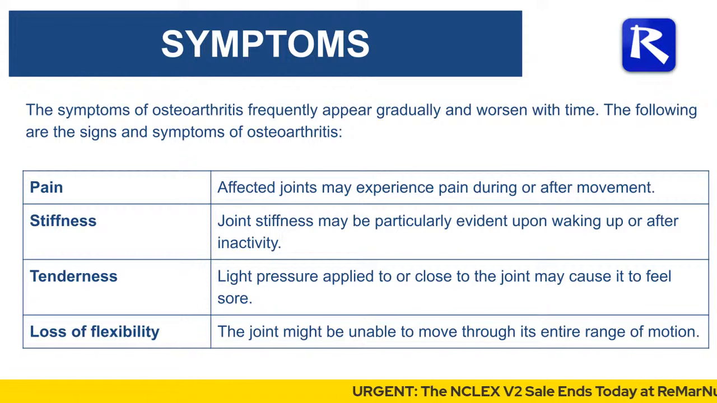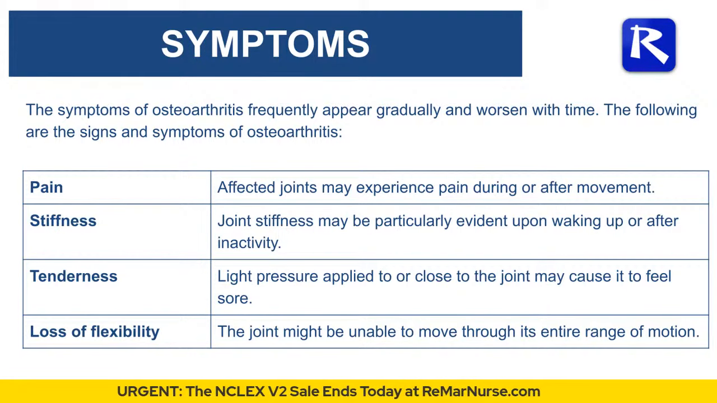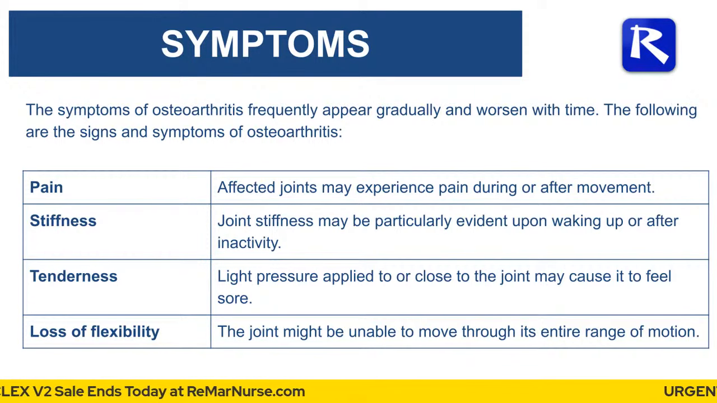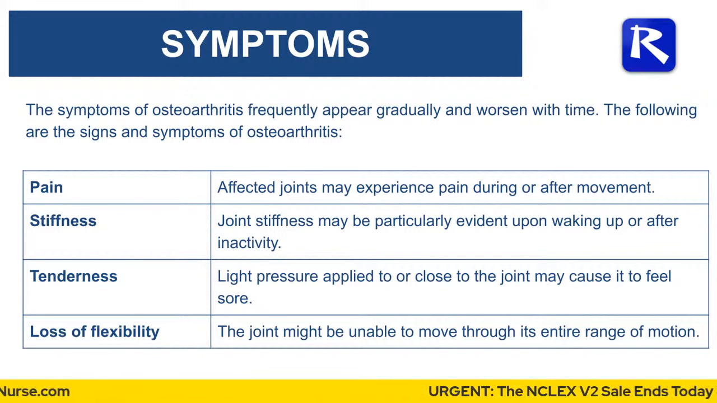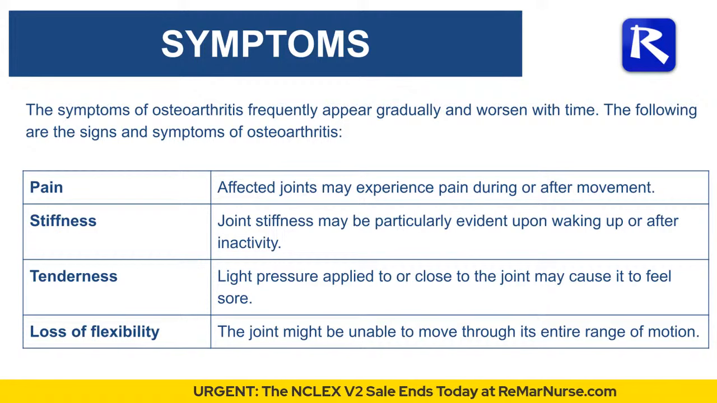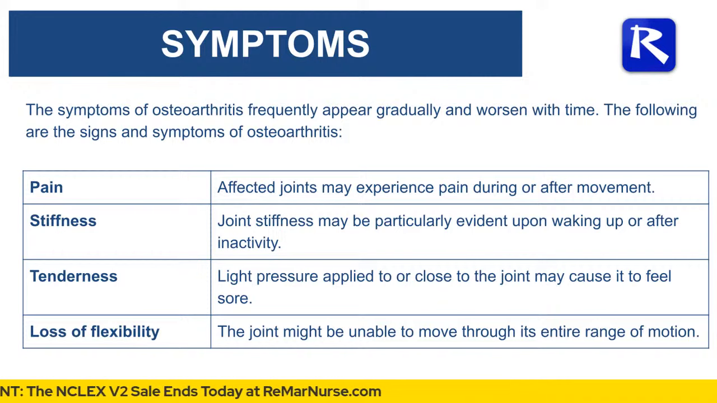So the symptoms of osteoarthritis frequently appear gradually. So they come and then they go, but then they get worse over time. And so these are the signs and symptoms of osteoarthritis. You have pain that happens during movement. Not so much when you're sitting still, but when you move. Joint stiffness, where?